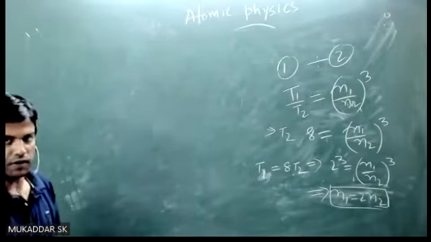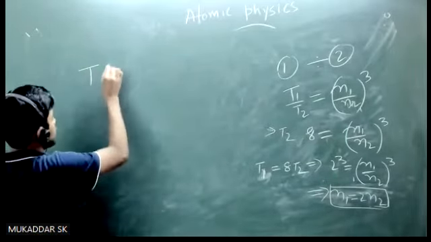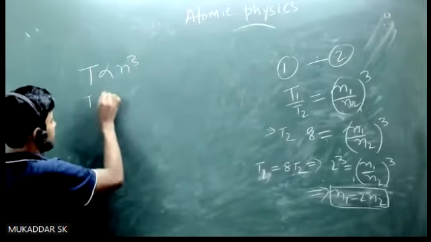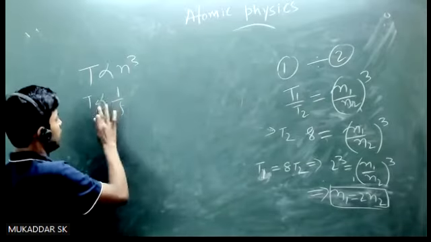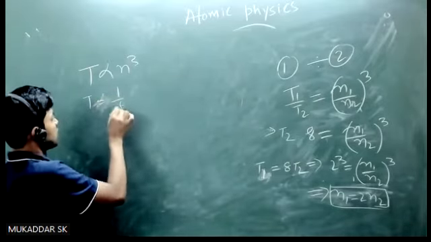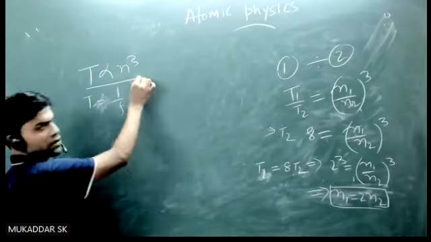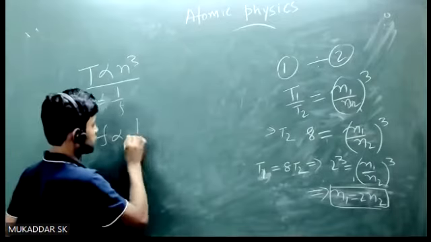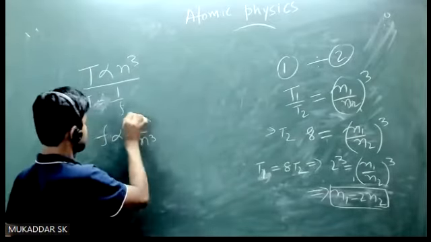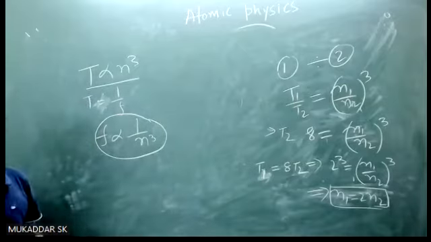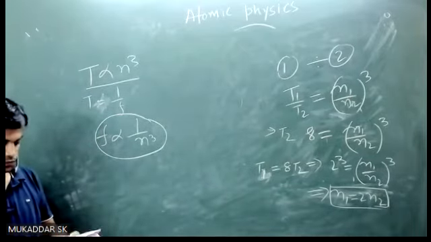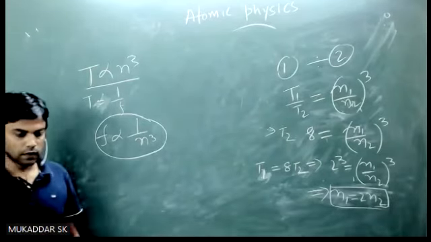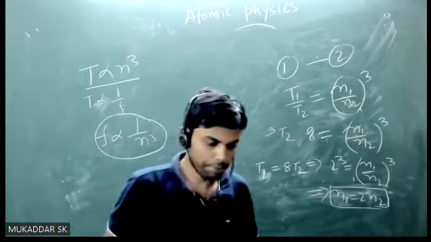So just now we have derived that T is proportional to n cube. So we know T is inversely proportional to frequency, right? Or T is nothing but 1 by f. So it means if T is proportional to n cube, obviously the frequency of revolution is proportional to 1 by n cube. Is it clear to all? Shall I proceed? Okay.